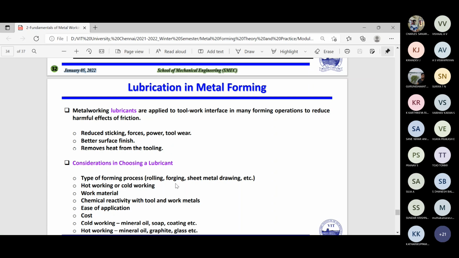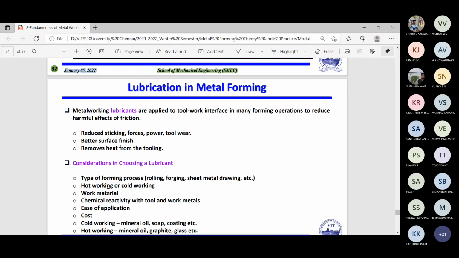So whenever you are choosing a lubricant, what are the basic parameters you are thinking about? One is the type of forming process. Okay, what kind of forming process you are using, for example rolling, forging, or extrusion. Then also hot working or cold working, depending on the temperature, what we discussed yesterday, and then the work material. So now you can understand, you cannot make a generalized thing. Maybe sometimes, what I told about the friction coefficient, these are almost similar.